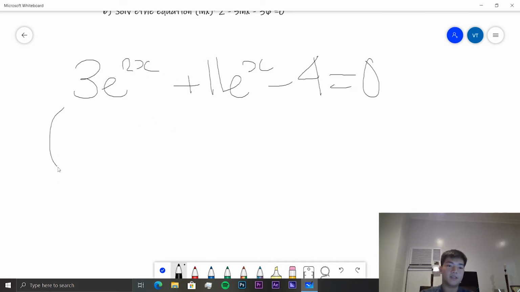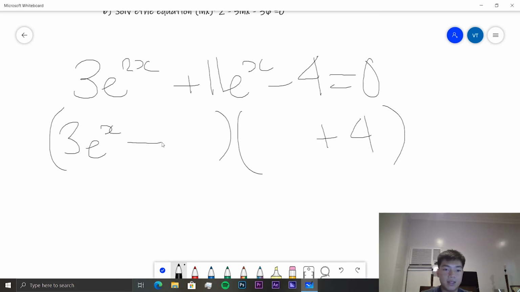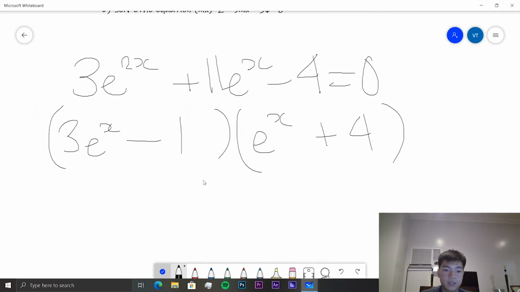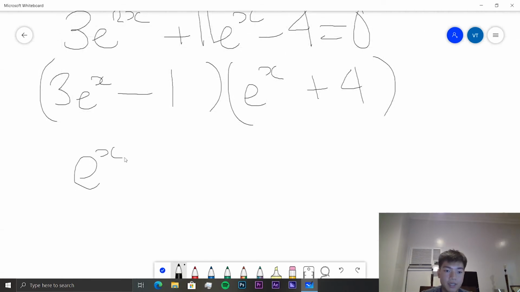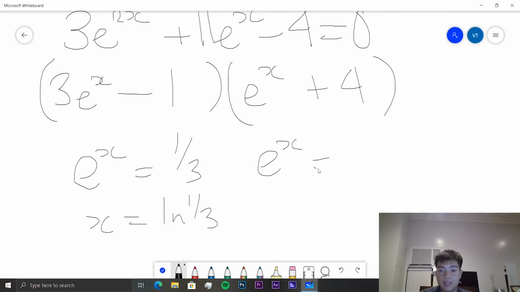So again, we could factorize it or plug it into the quadratic equation. Either method works fine. It's whatever you prefer. But I'm going to factorize it because I know this is 3e to the x plus 4, and this is minus 1 times e to the x. So we have our two possible solutions. e to the x is equal to 1/3, x is equal to ln 1/3. And e to the x is equal to negative 4, x is equal to ln negative 4.